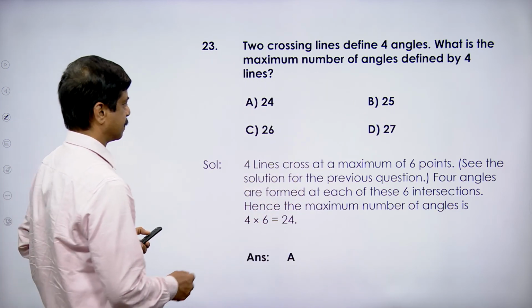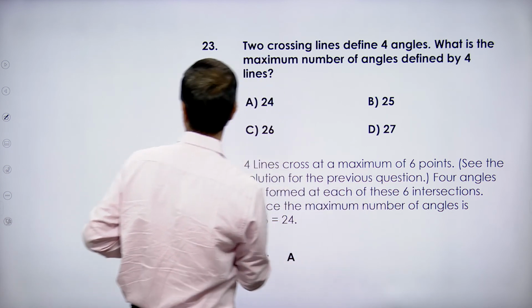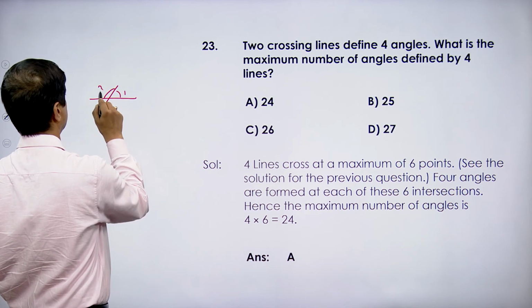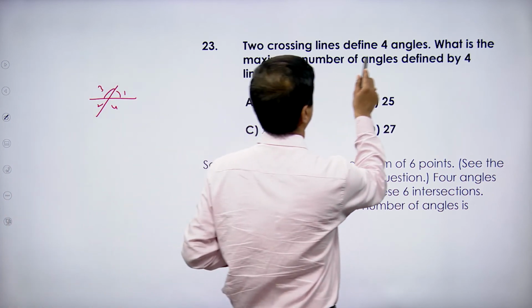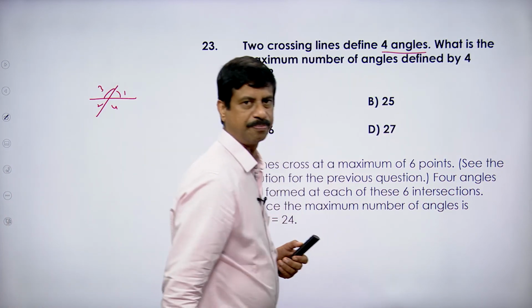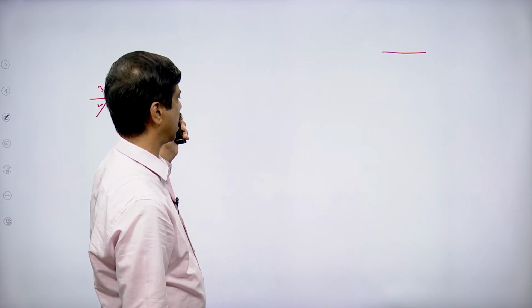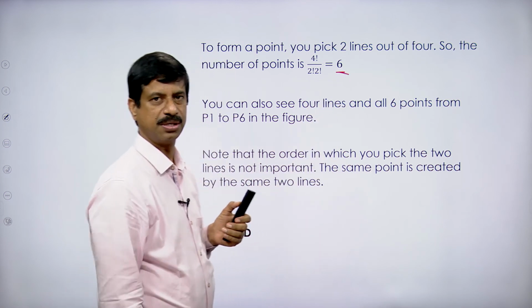So now look at this. See, 4 lines cross at maximum 6 points. See, 2 crossing lines means angle 1, angle 2, angle 3, angle 4. Okay, 4 angles are there. That's what he says, 4 angles. Now, just before we have seen 4 lines have how many points here? 6 points. 6 crossing points.